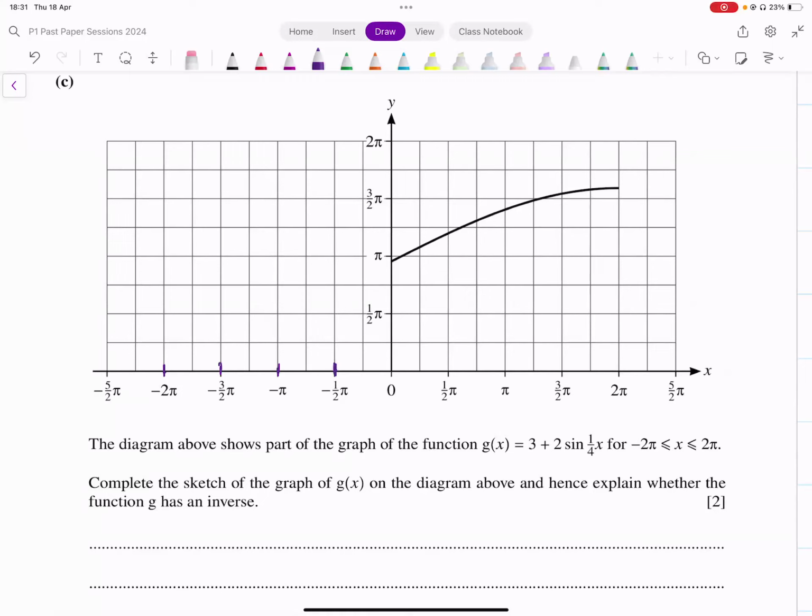Now mark the points here. The first point is 3. Why is 3 in the beginning here at minus 2 pi? Now, how do you know where 3 is going to be? Because this is in terms of pi.